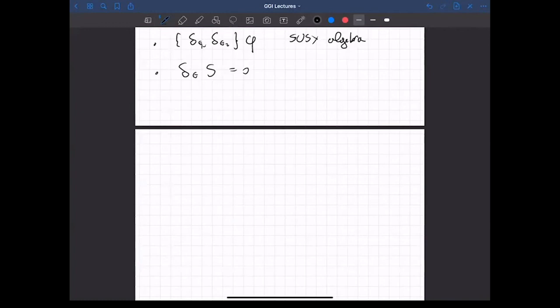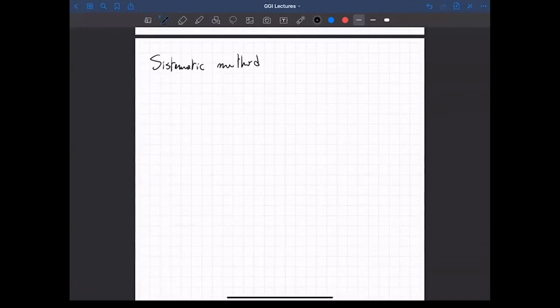But there's also a second method, which I'm about to sketch, which is more systematic. It also has the advantage that it gives a more physical interpretation of what you are adding. So this is the systematic method.